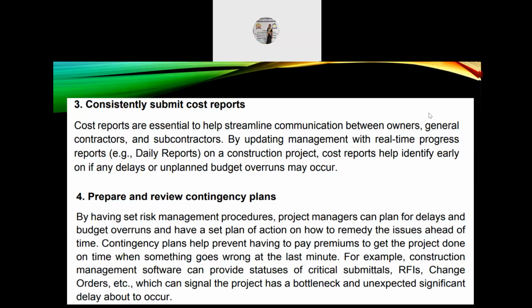Number 4, prepare a new contingency plan. By having set risk management procedures, project managers can plan for delays and budget overruns and have a set plan of action on how to remedy the issues ahead of time. Contingency plans help prevent having to pay premiums to get the project done on time when something goes wrong at the last minute. For example, construction management software can provide statuses of critical submittals, RFIs, change orders, etc., which can signal the project has a bottleneck and an unexpected significant delay is about to occur.